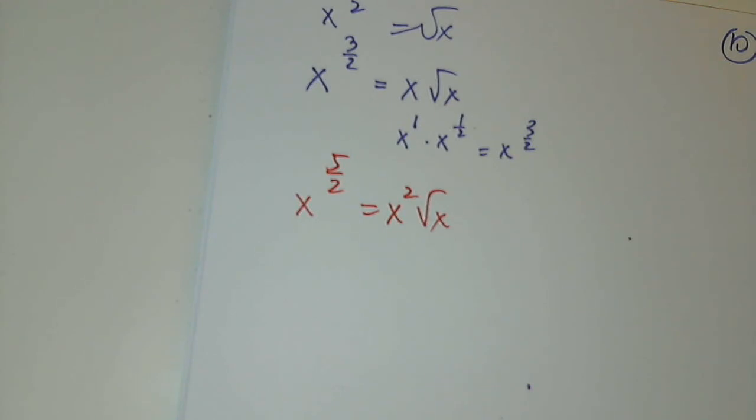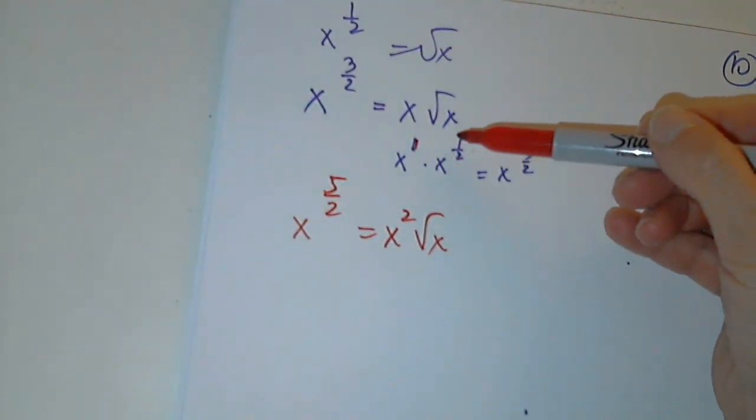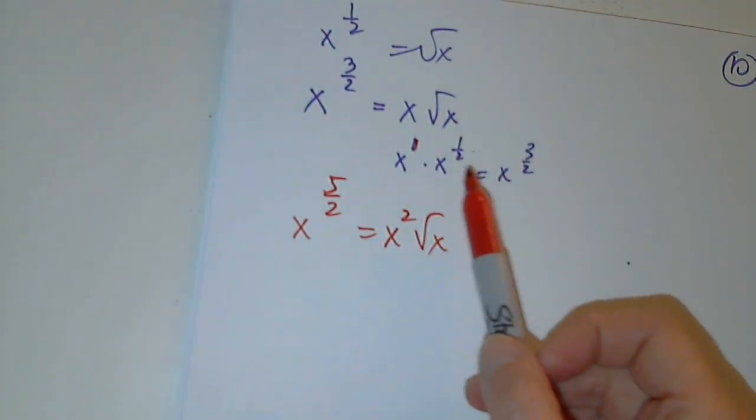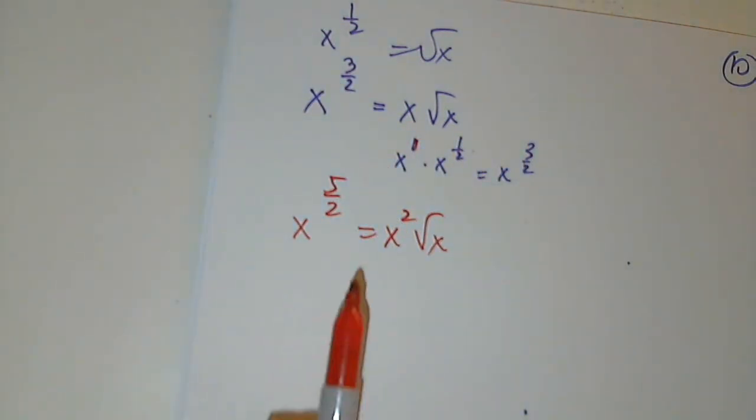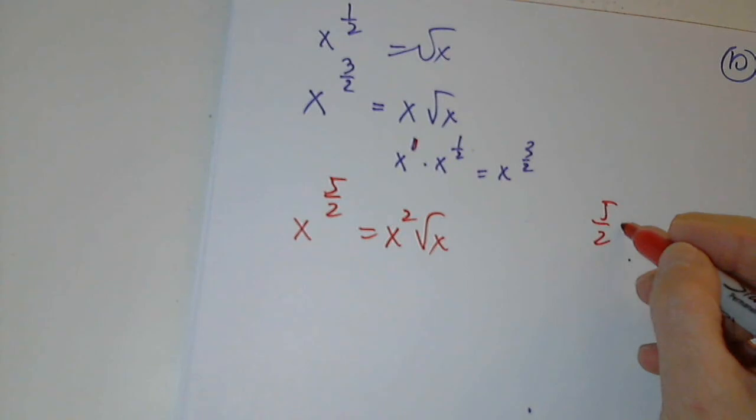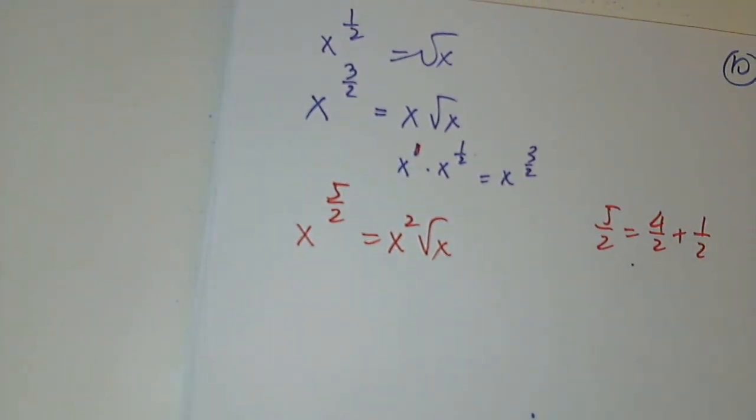So does it make any sense? Can you write it like 5? 1 and 1/2. Copy the base, add the exponents. 1 plus 1/2 is 3/2. So 5/2 is 4 over 2 plus 1/2. 4 over 2 is power 2, and 1/2 is power square root.